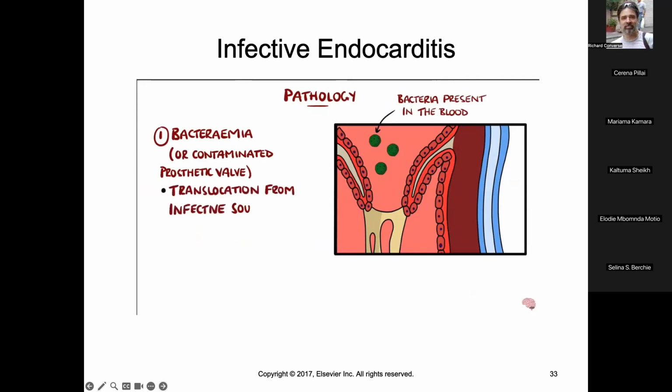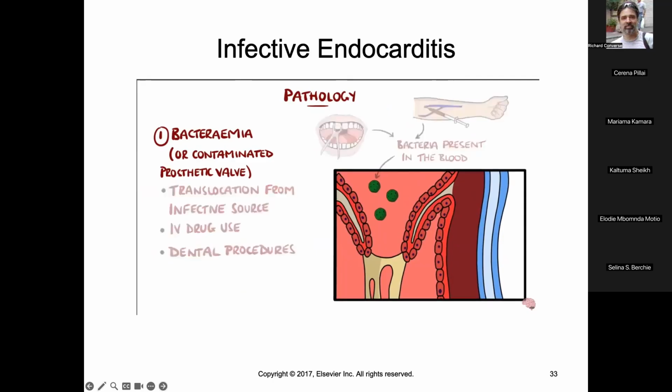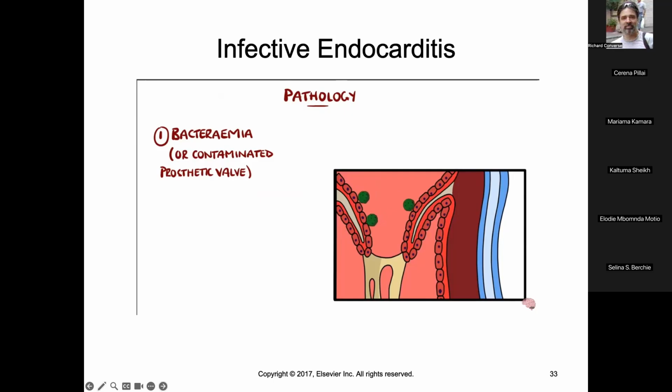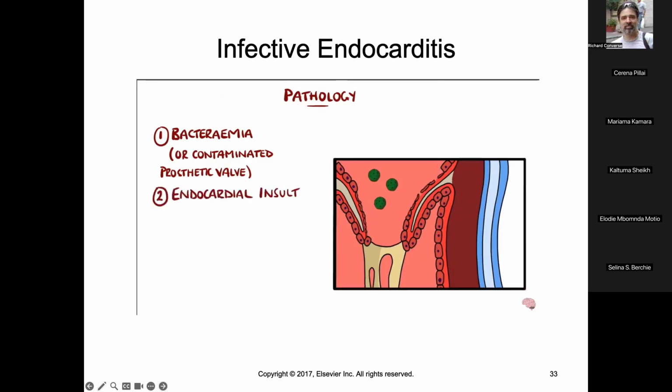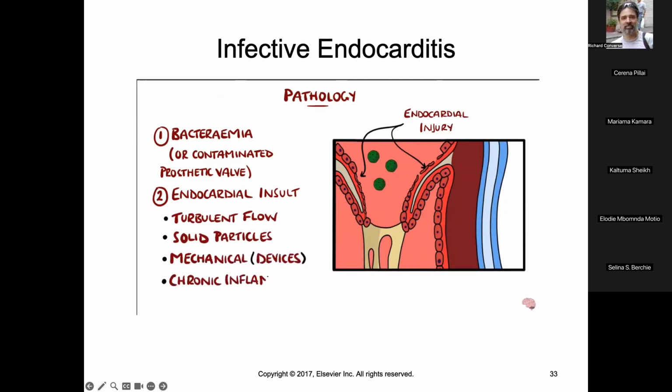Bacteremia can come from the transition of bacteria from another infection site into the blood, introduction via intravenous drug use, and from procedures like dental procedures. However, the endocardium is normally resistant to colonization by microorganisms. Therefore, for infectious endocarditis to develop, there also needs to be an injury to the endocardium. This could come from turbulent blood flow, direct injury from solid particles injected during intravenous drug use, mechanical injury from devices, and chronic inflammation, such as in autoimmune conditions.